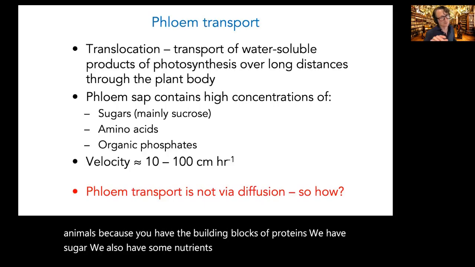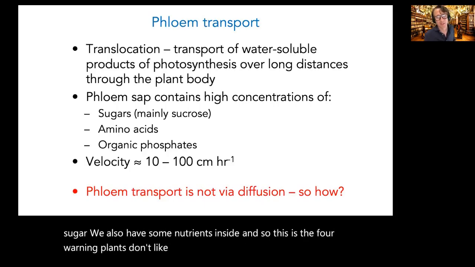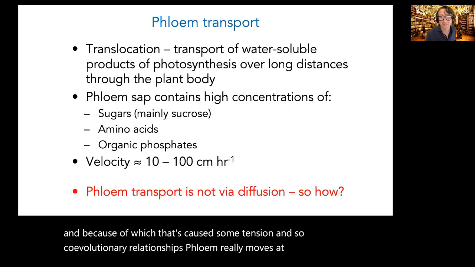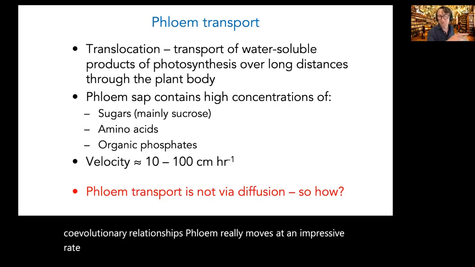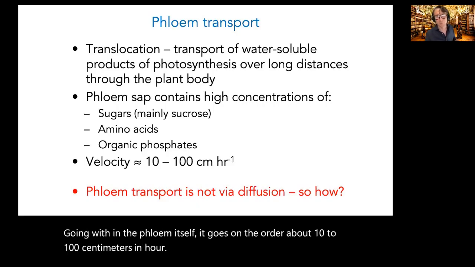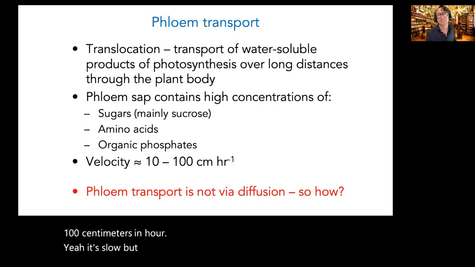And so this is the forewarning. Plants don't like to share their phloem sap with animals, and because of that there has been some tension and some co-evolutionary relationships. Phloem really moves at an impressive rate. If you actually measure the velocity of fluid within the phloem itself, it goes on the order of about 10 to 100 centimeters an hour. Yeah, it's slow, but for a plant, that's pretty decent.